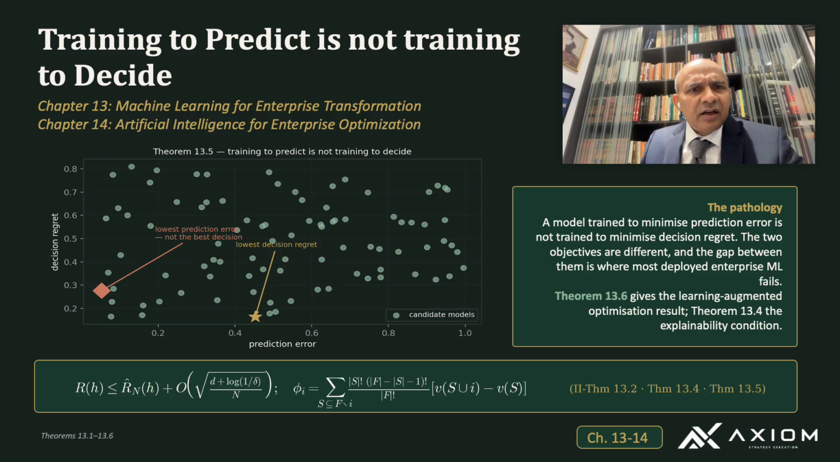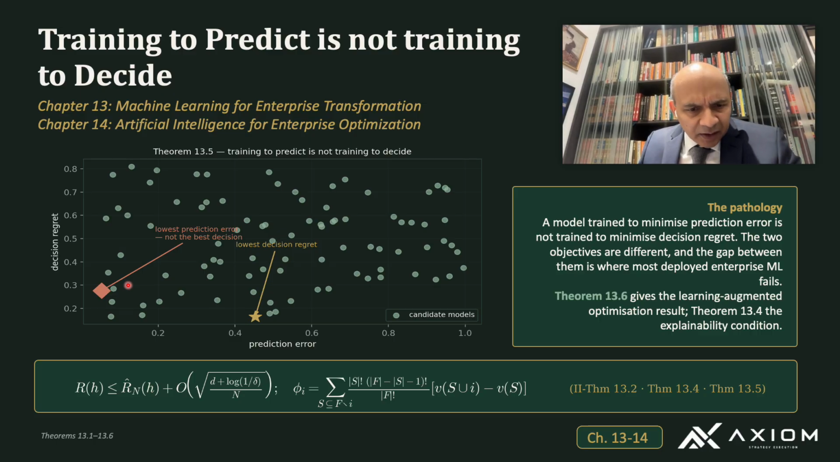So we look at the chart here, which shows the central message of Theorem 13.5. Here you have prediction error on the horizontal axis. The model with the lowest prediction error is not necessarily the model that produces the best enterprise decision. The horizontal axis measures the prediction error, as I mentioned, while the vertical axis measures the decision regret, the value lost because the decision based on the prediction is not optimal.